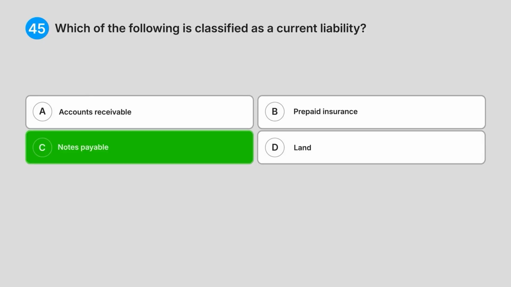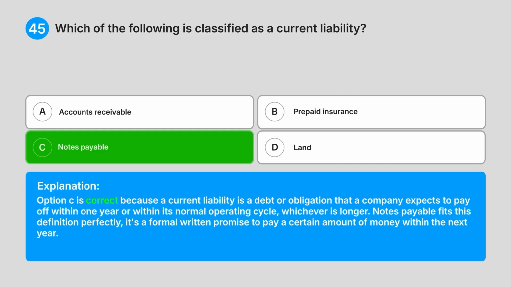Correct answer, C. Notes payable. Explanation: option C is correct because a current liability is a debt or obligation that a company expects to pay off within 1 year or within its normal operating cycle, whichever is longer. Notes payable fits this definition perfectly. It's a formal written promise to pay a certain amount of money within the next year.